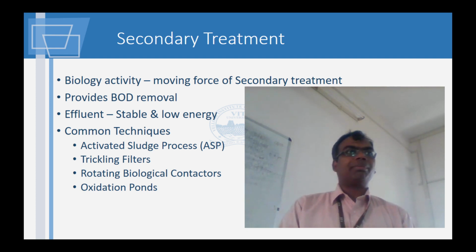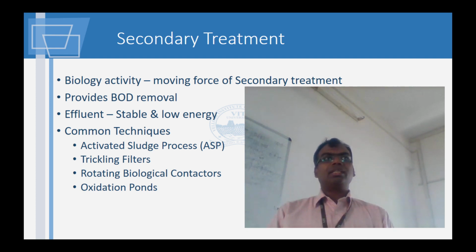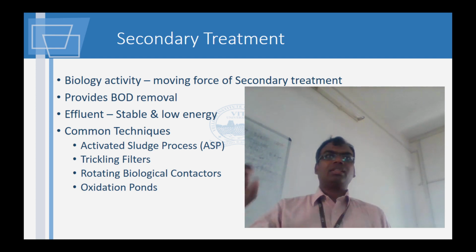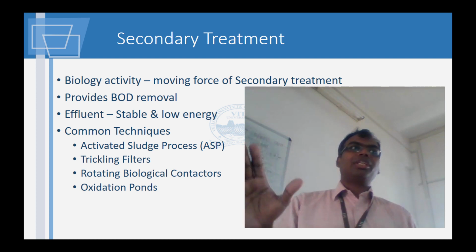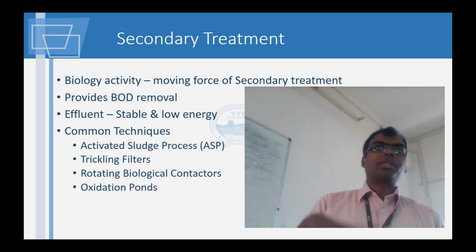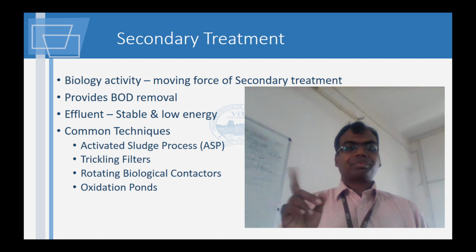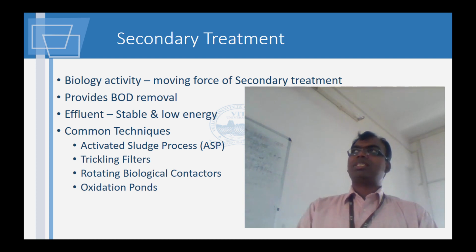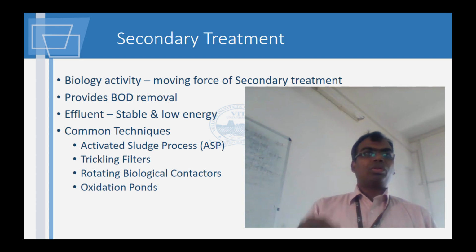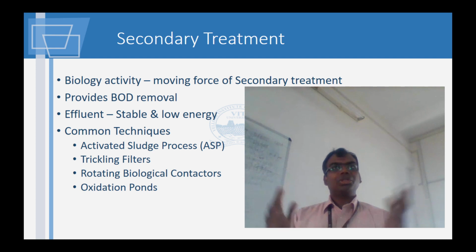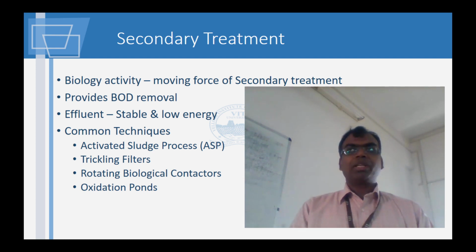What do you mean by stable? It means that the state in which it comes out, it will retain. Most of the biochemical activities are already over, so it will not become more septic than the state it is in. And also it is low energy. It means that there is no food available for some organism to live on. So nutrient removal is there. Nutrients give energy basically.